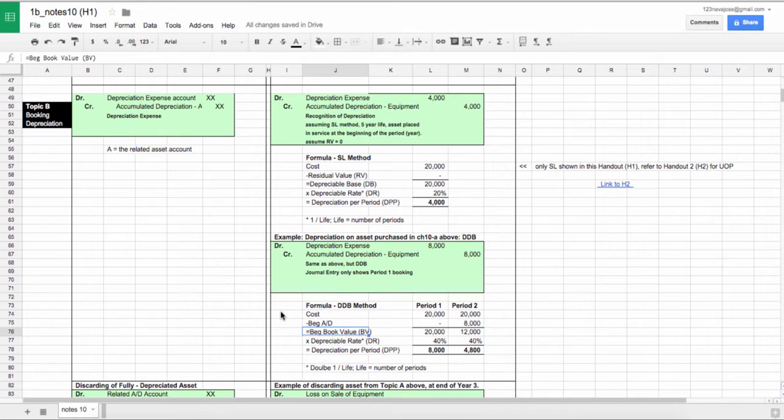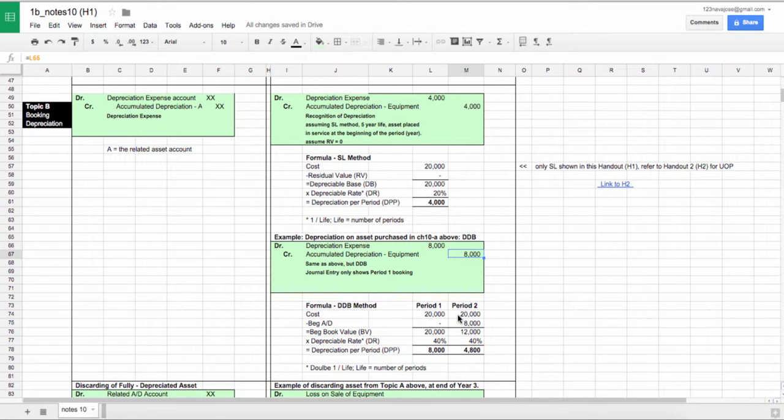And so the beginning amount that we base the depreciation rate on would be the beginning book value. So 20,000 cost minus 0 AD beginning gives me a beginning book value of $20,000. Times 40% would be the depreciation rate. How is that possible? Well, it's because you use the straight line depreciation rate, 1 over 5, times 2, because it's double. So 2 times 1 over 5 gives you 20% times 2, 40%. So $20,000 times 40% equals $8,000. That will be the accounting you do for the first year.